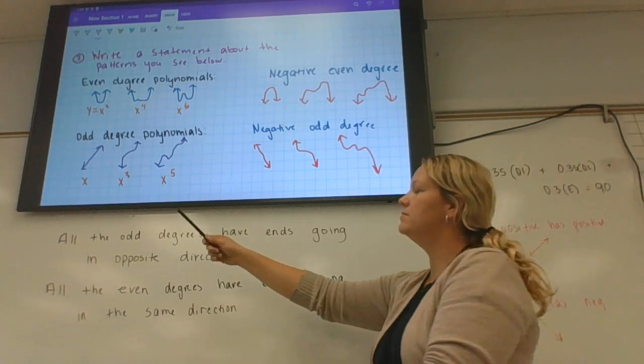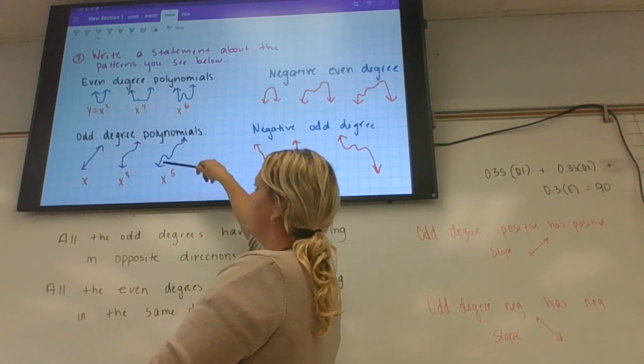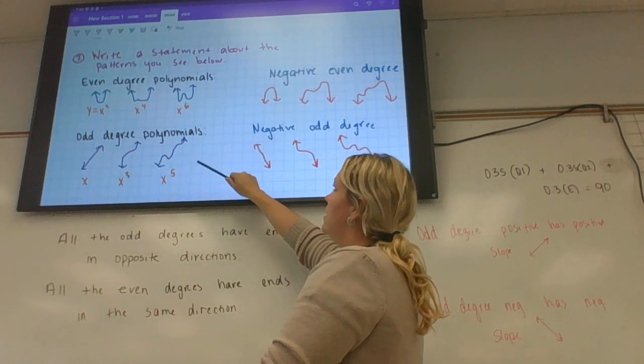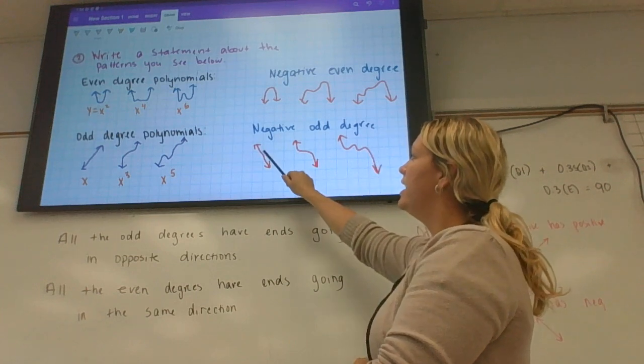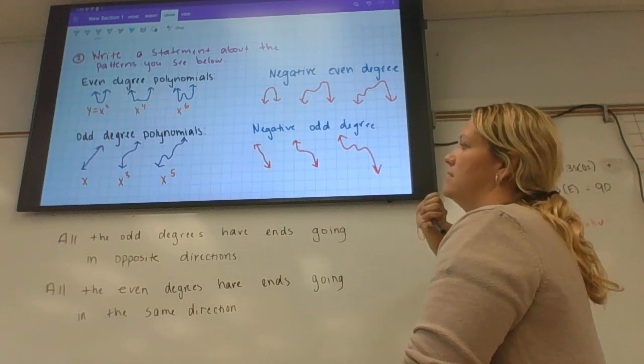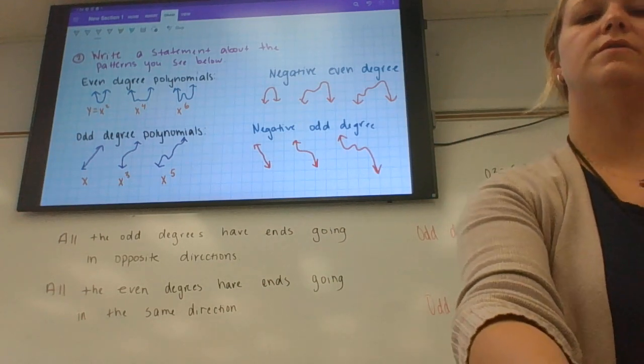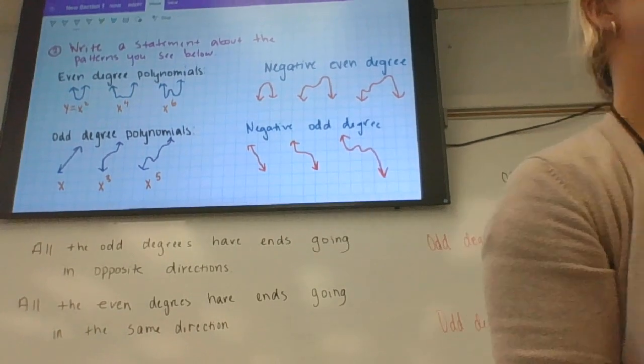This is just x to the first, x to the third, x to the fifth power. And these are negatives. Negative x to the first, negative x to the third, negative x to the fifth. What could you say about those? I'm going to give you a time. Try to make a statement. Write down a statement.